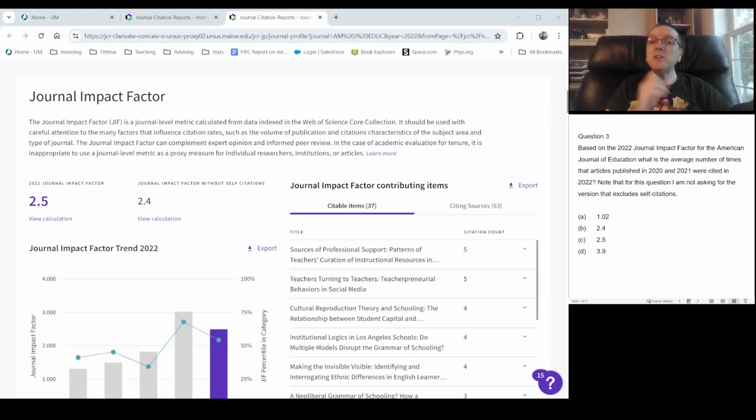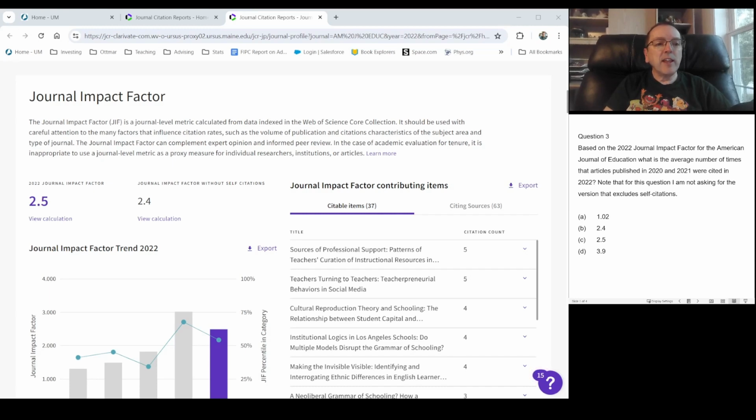Based on the 2022 journal impact factor, the average number of times that articles published by this journal in 2020 and 2021 were cited in 2022. Well, we see that's 2.5. So it's right there. Question C is our answer, 2.5. So every article that they published in that 2-year time span was on average cited 2.5 times.